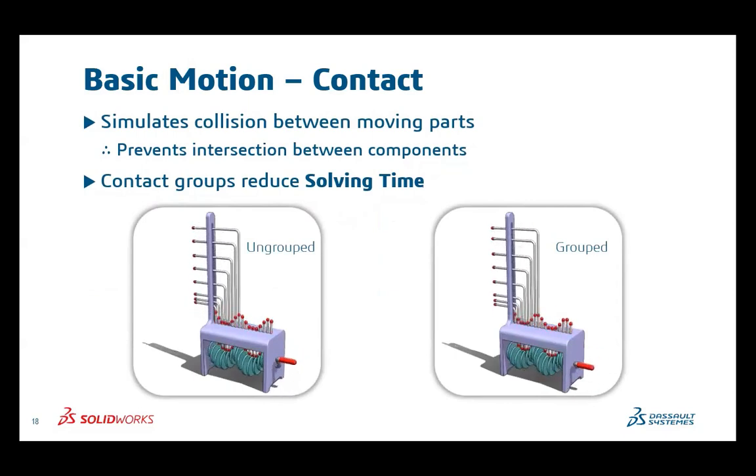But let's say, for example, there were actually contacts happening between those components, and you wanted to ignore them. This would be the best way to do that manually.